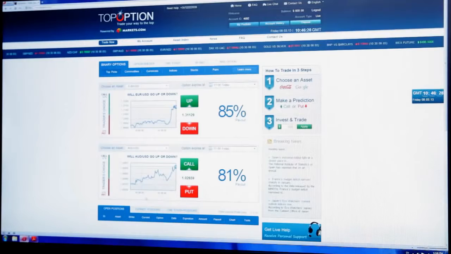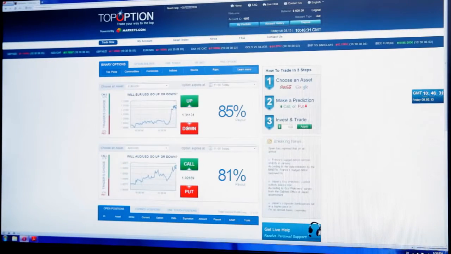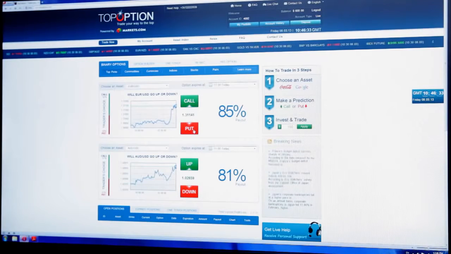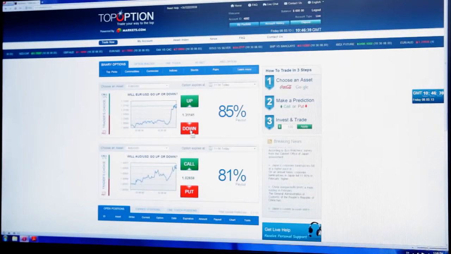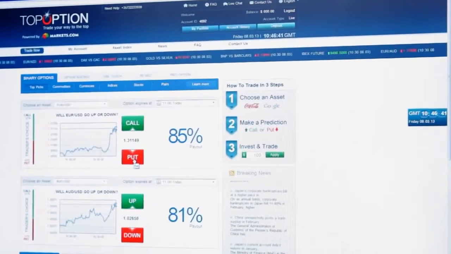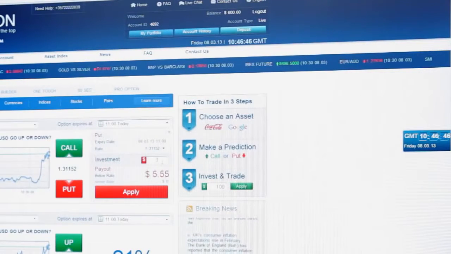So let's go to Euro USD, which is 85%. I think it's going to be down, because I have 2 choices, up or down, right? This is binary options. I think it's going to go down from here. So I'm going to open up a trade. My first trade going down at $30.